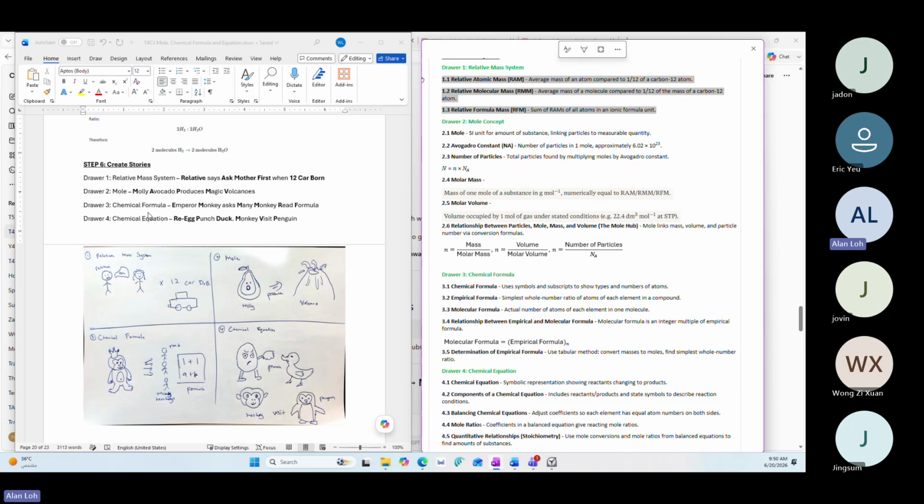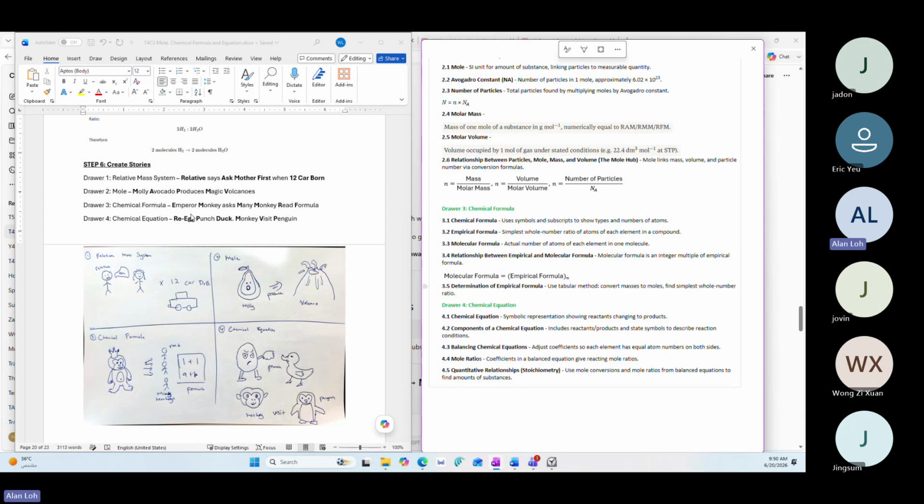Drawer 3, chemical formula. For chemical formula, you have emperor. This is also a story. A story of emperor, monkey. Ask many monkeys read formula. Emperor's monkey, the king monkey, asks many monkeys to read formula. So emperor represents empirical, so you know there's something related to empirical formula. Then you have monkey, M for molecular. Ask many monkey, right?